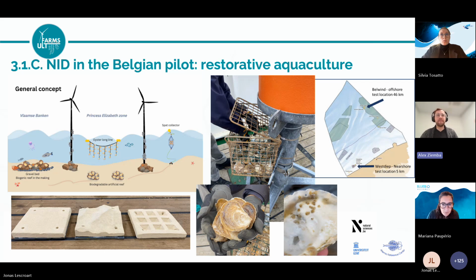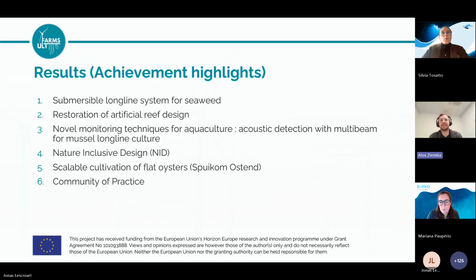If we look at the next slide, the key achievements and elements that have come out of this project have been a new submersible backbone system, restoration and artificial reef design, so lots of different patents and developments and customizations have been achieved, different monitoring techniques, as well as scalable cultivation of flat oysters, and notably a community of practice, which now involves a number of universities, research organizations, as well as local communities and some commercial actors as well.